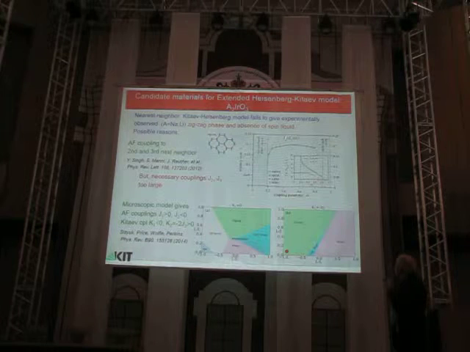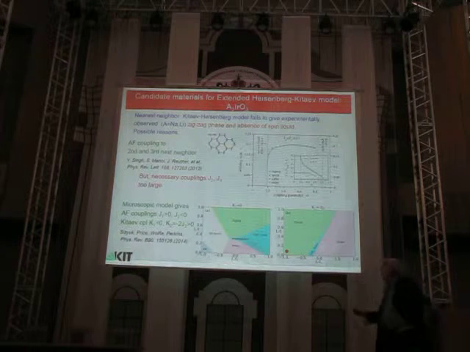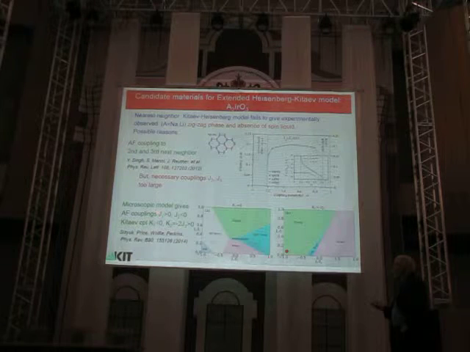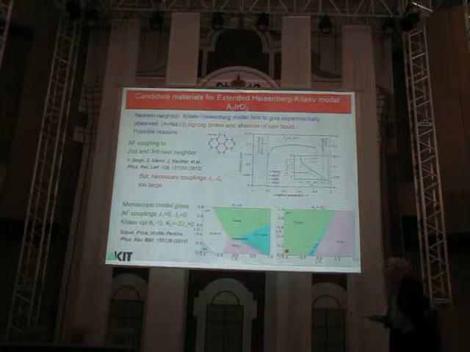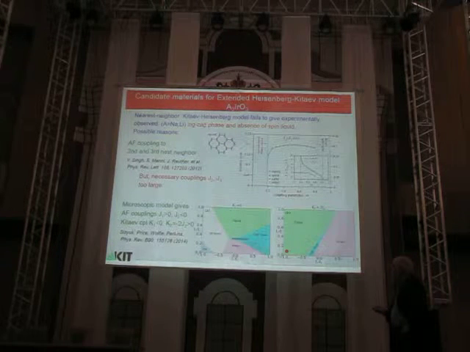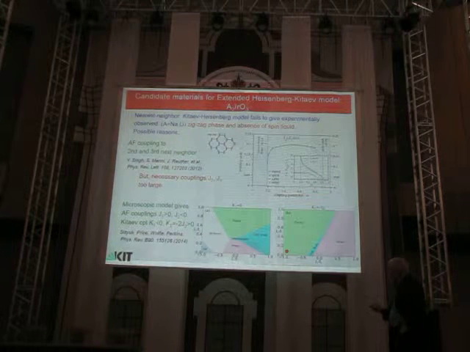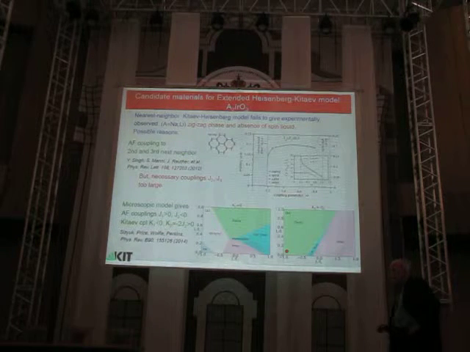But these couplings J2 and J3 are much too large. We have recently been calculating this coupling from microscopic theory, which is not too hard. And we find that there's another thing happening, namely the second neighbor Kitaev coupling is very large. The nearest neighbor coupling is ferromagnetic. The second neighbor coupling is antiferromagnetic.